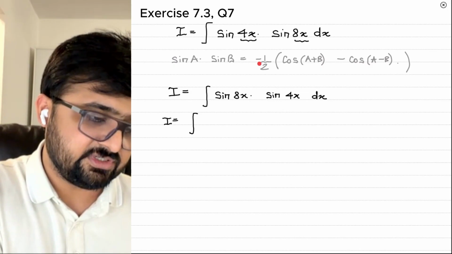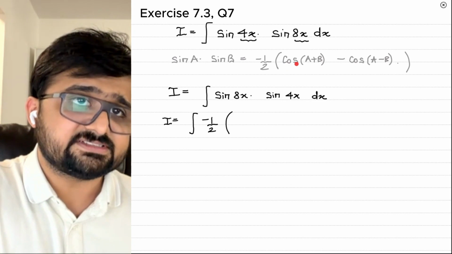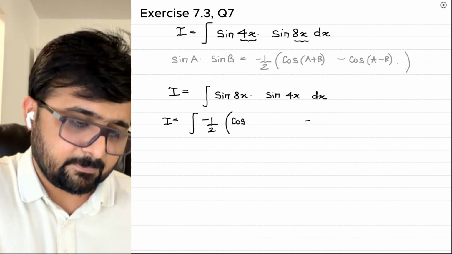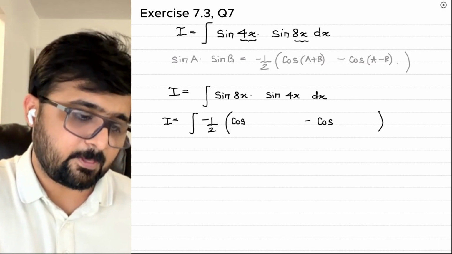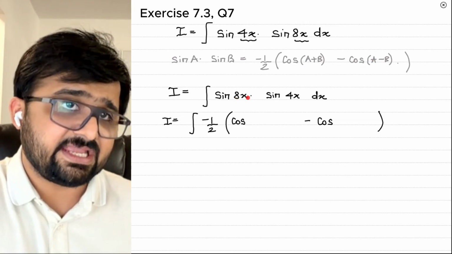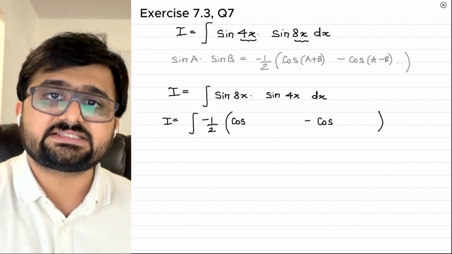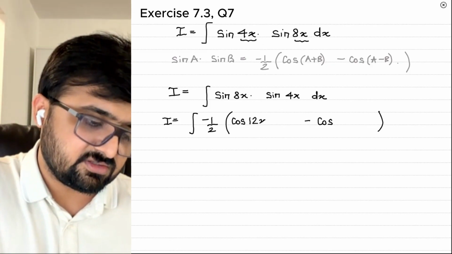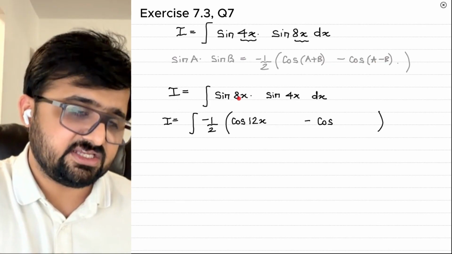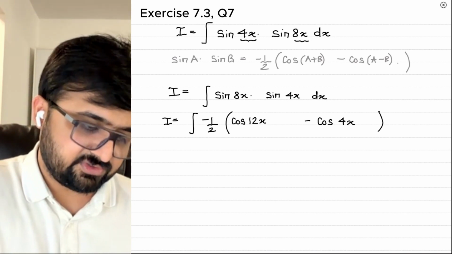All right, now let's apply this formula. So the integral of the formula starts with minus half cos minus cos. The angles are A plus B and A minus B. So 8x plus 4x will go here. 8x plus 4x is 12x. And here 8x minus 4x, because it's A minus B. 8x minus 4x is 4x. That's how it will turn out.